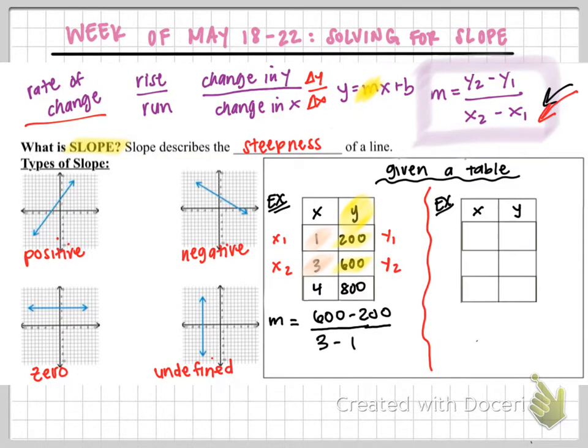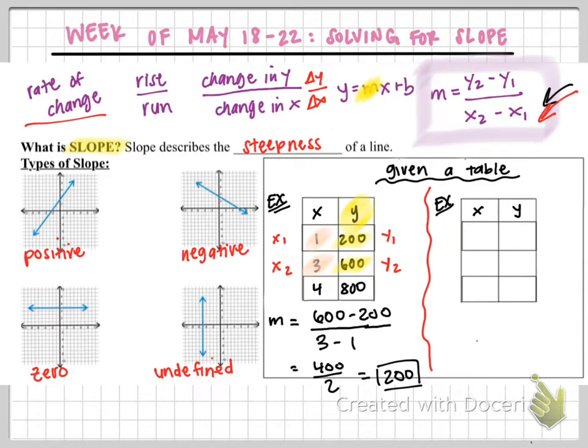Okay, and then we can just simplify from there. So 600 minus 200 gives me 400, all over 3 minus 1, which is 2. 400 divided by 2 is 200. My slope is 200. Okay, let's try another one.